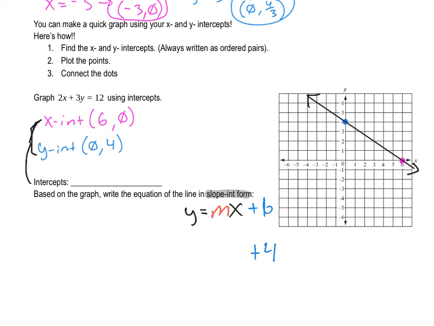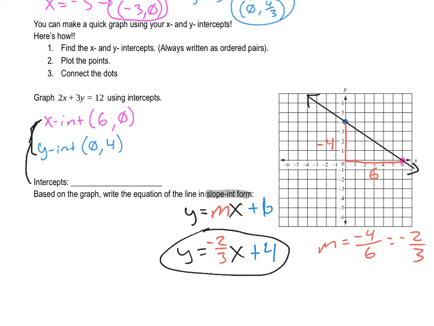How to find the slope? Rise over run. From left to right, so my y-intercept to my x-intercept, I have to go down 4 and to the right 6. My slope is down 4 and right 6, so -2 over 3. So there's the rest of our equation. y equals -2 over 3 times x plus 4. So there's our slope-intercept equation from the graph.